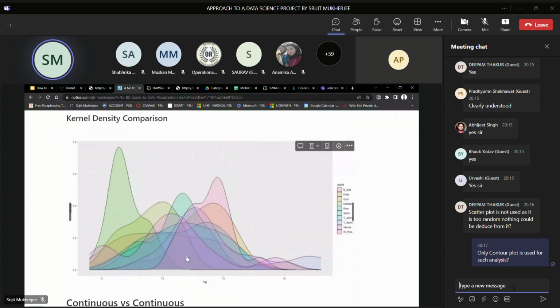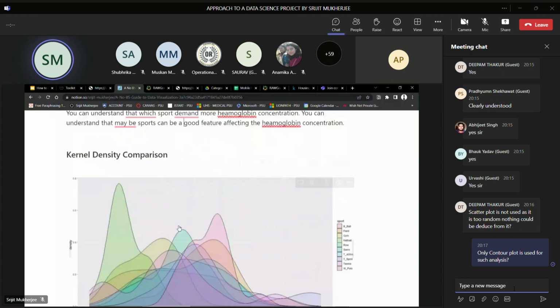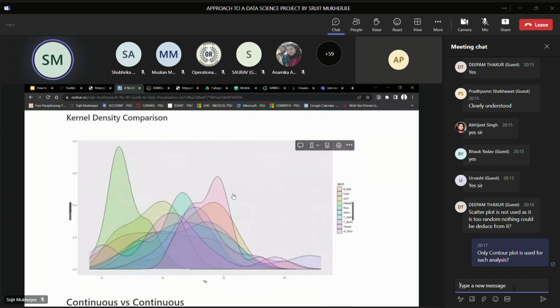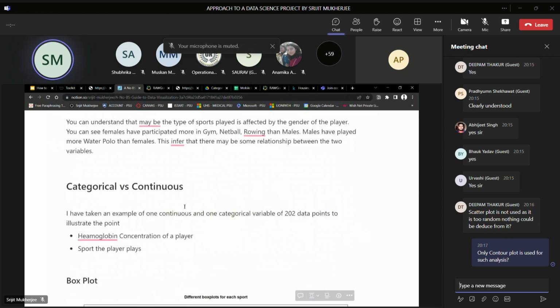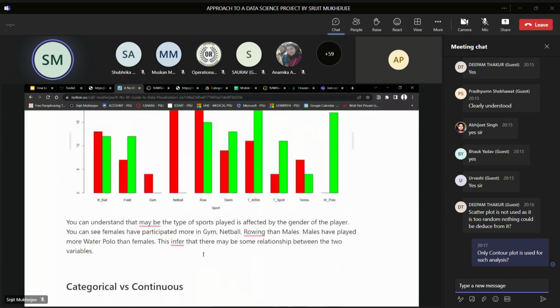Also, you can do kernel density estimation for each of these categories, a grouped kernel density comparison, like this. For example, you can see netball has a lower hemoglobin concentration than the other sports, tennis or water polo or baseball, I'm not sure. The middle one is much more stable and balanced, and probably rowing has an almost equal number of players, so that's why it's balanced and symmetrical.